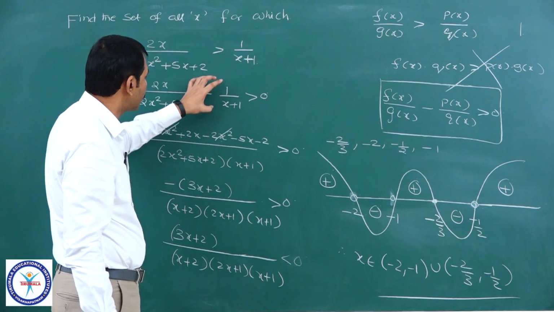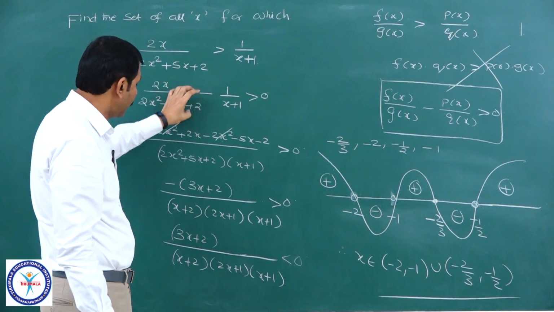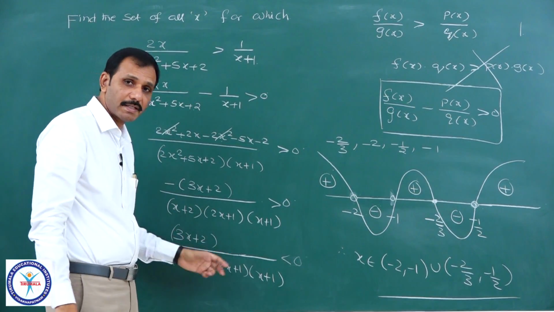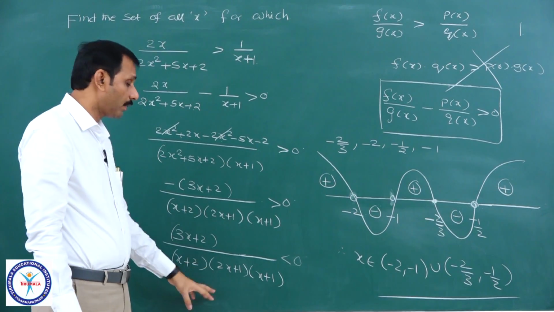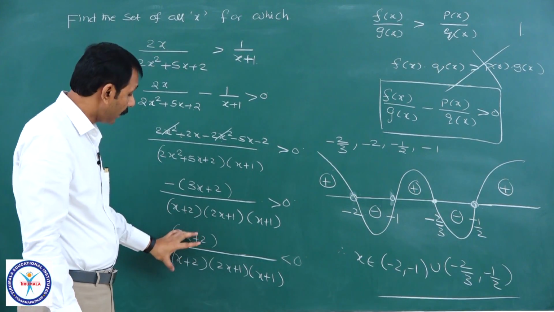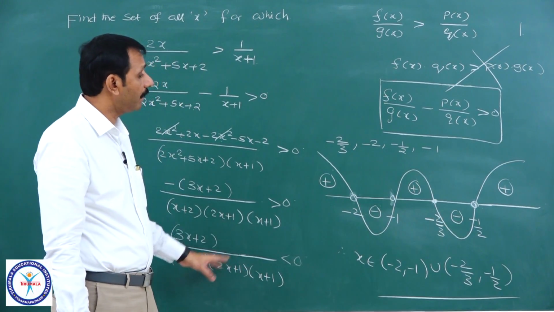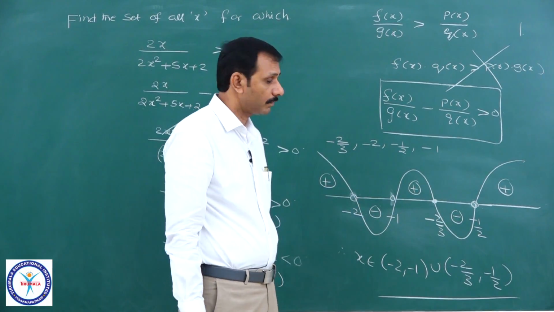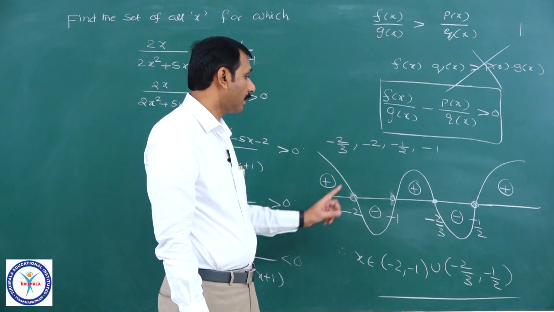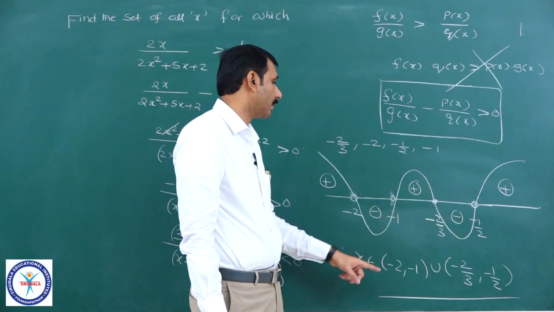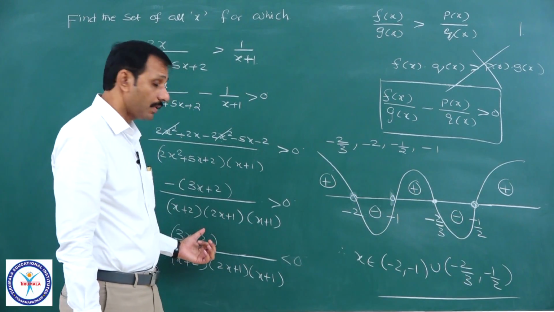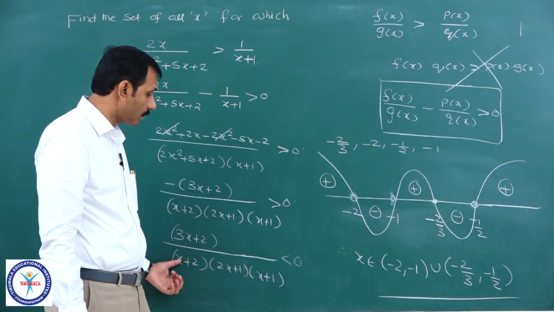Simplify this part and write it in the form x minus alpha into x minus beta by x minus gamma into x minus delta, and so on. Take the zeros of the numerator and denominator, and as usual apply the wavy curve method. Mark all the zeros on the real line with dark circles for zeros of the numerator and open circles for zeros of the denominator.